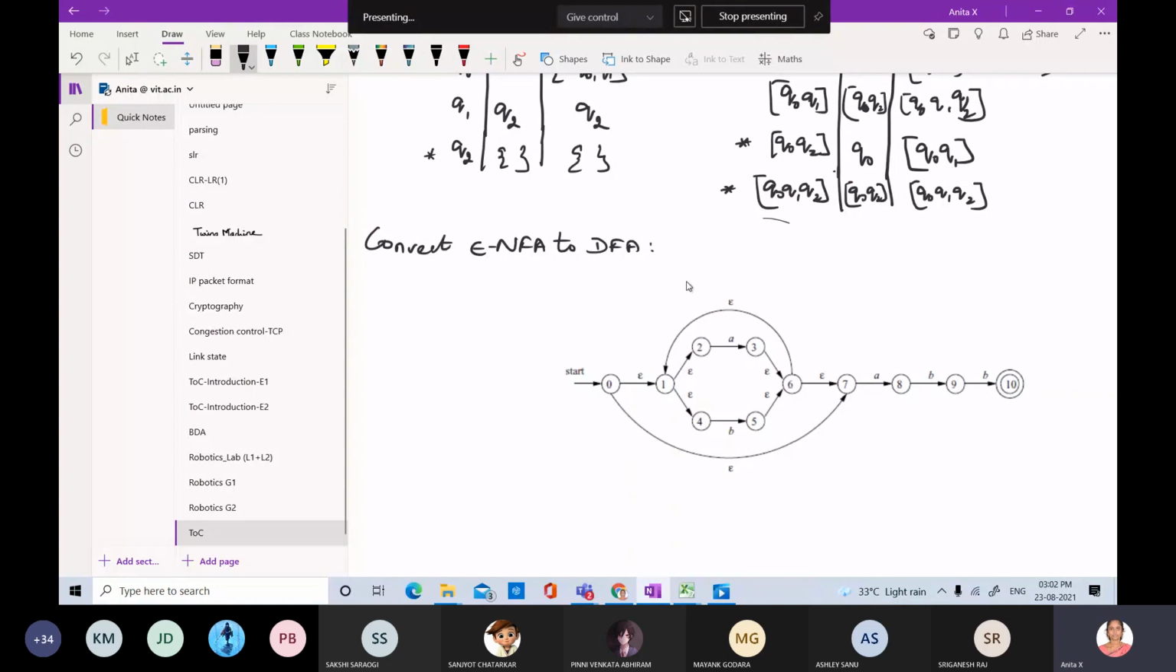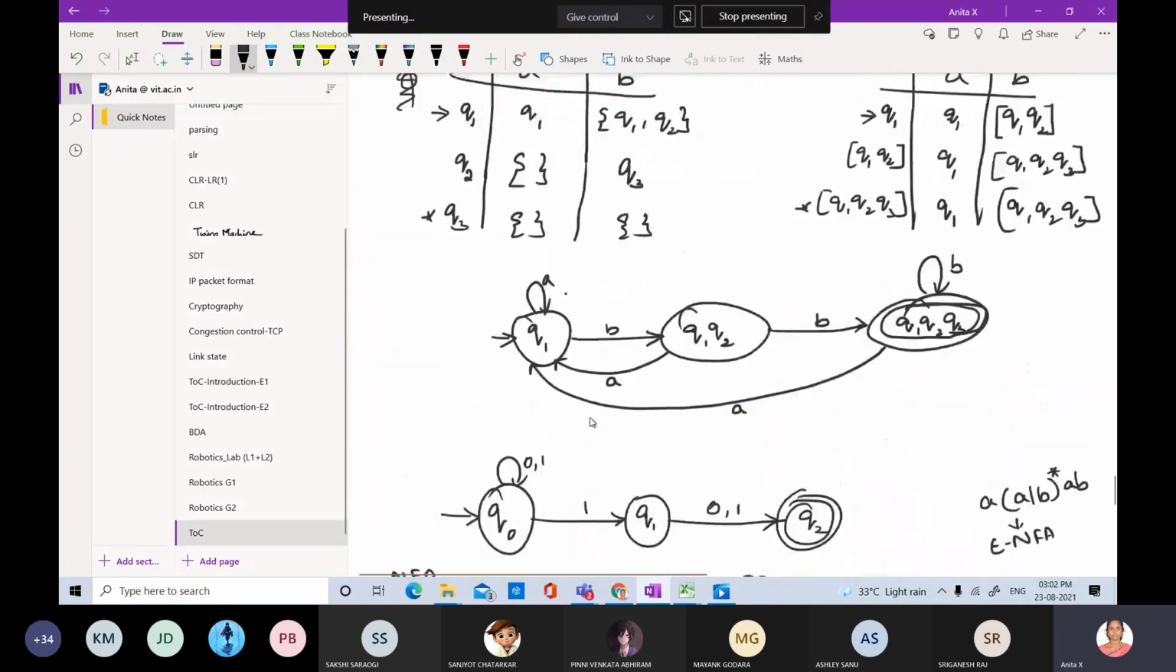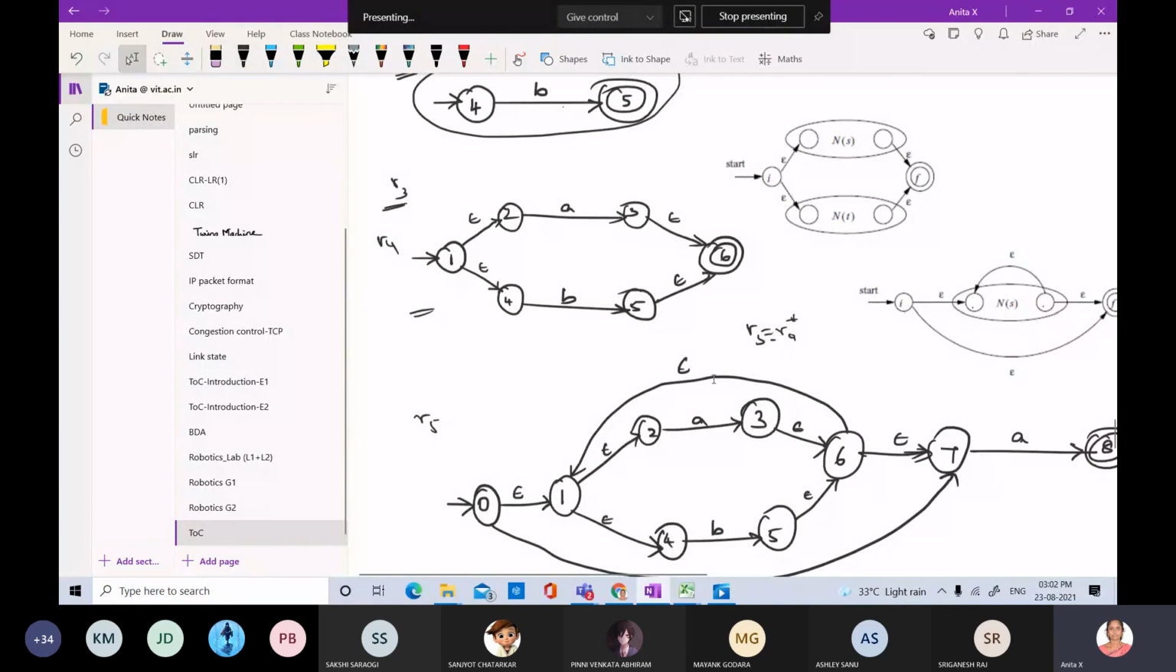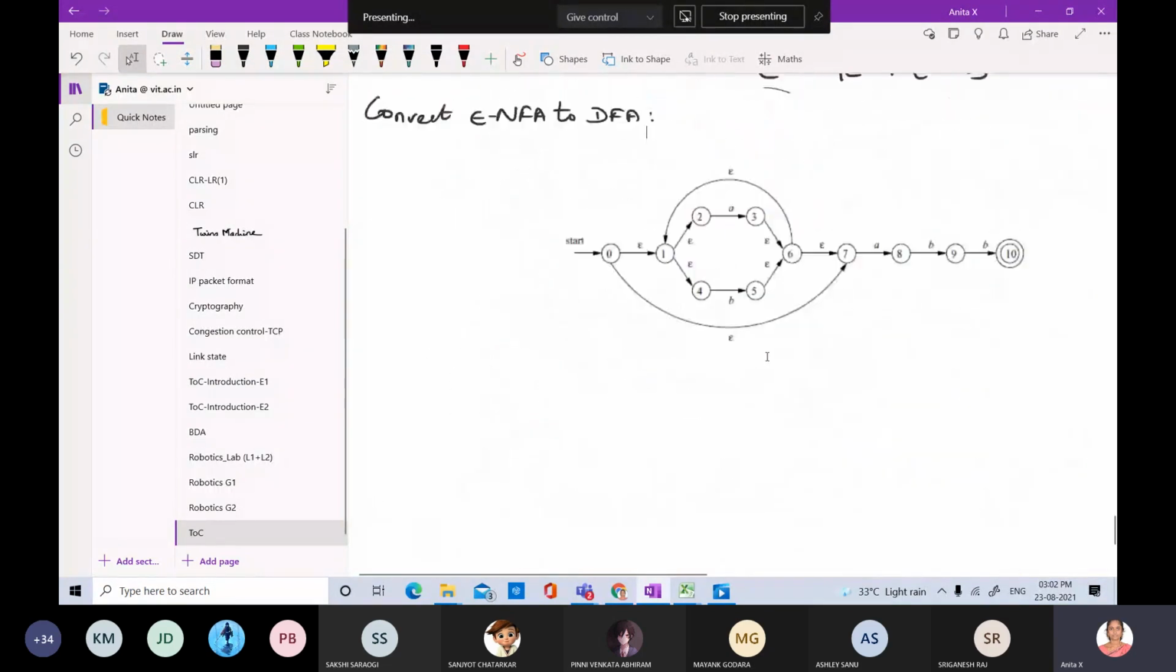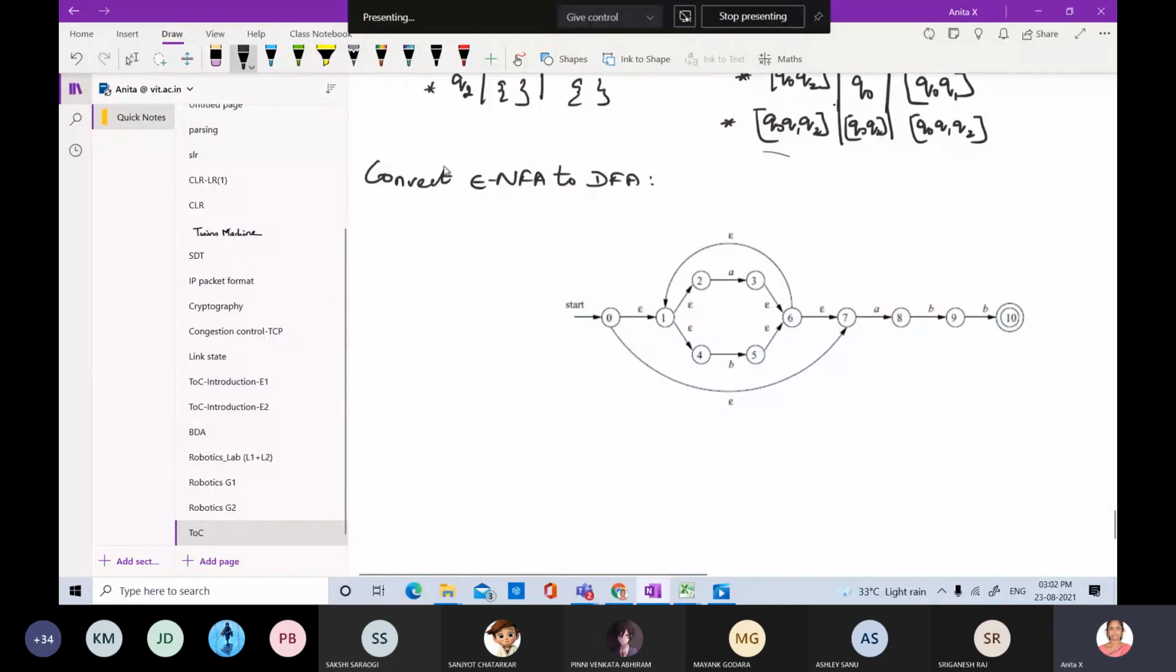Hope you can identify this NFA, right? So what is this NFA? We have already seen an example of converting a regular expression to an NFA, isn't it? This is the final NFA for a(a|b)*abb. We have seen it earlier, right? Using the McNaughton-Yamada-Thompson algorithm, we construct the epsilon NFA with epsilon transitions.